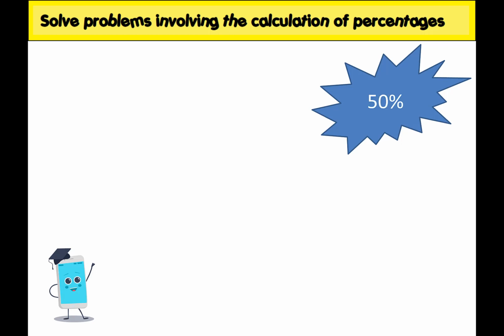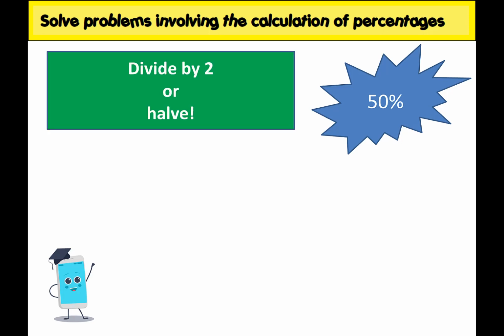50%. Now this one you should definitely learn. 50% is the same as a half. So to find 50% of anything, you just halve it, or you divide by 2.